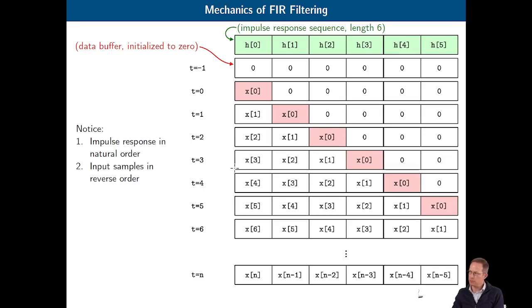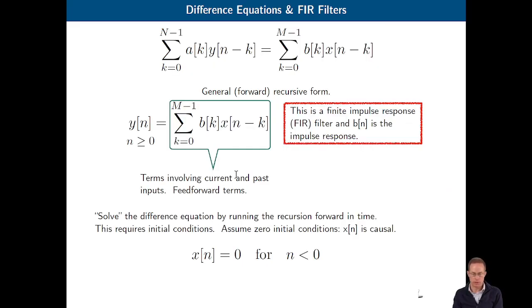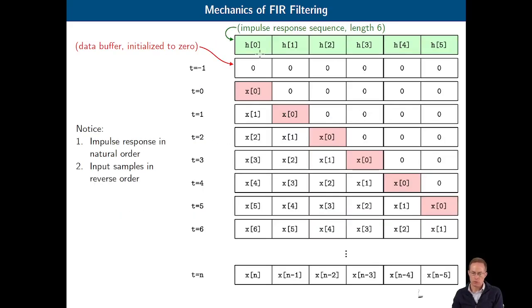So let's look at some machinery on how we would implement this FIR case, finite impulse response filter. What we'll do is we'll have 2 arrays of numbers. The first array will hold the impulse response. In this case, the impulse response has these 6 values, H0 through H5. And then next to that, we'll create another array in memory in our program to hold the samples of the input signal. Initially, the values are all initialized to 0, which corresponds to our assumption of a causal input signal.